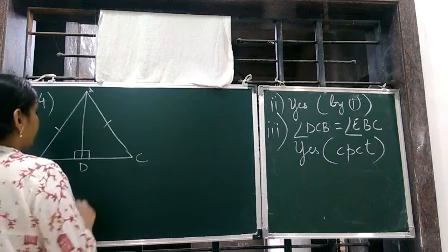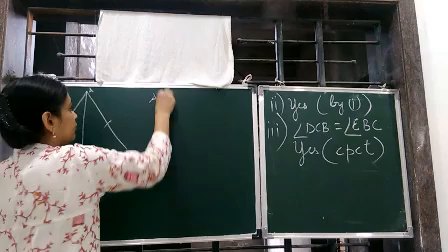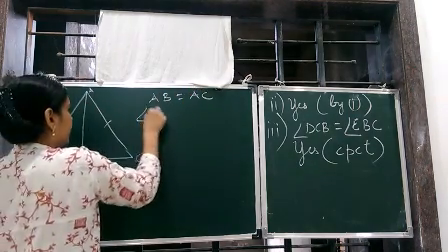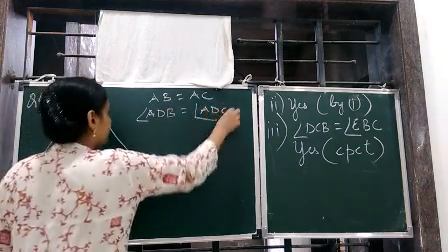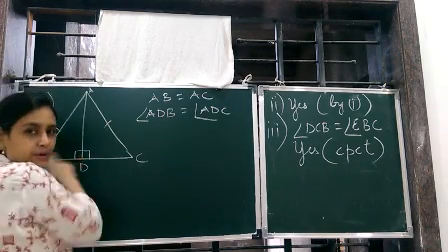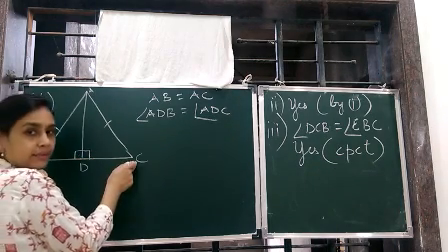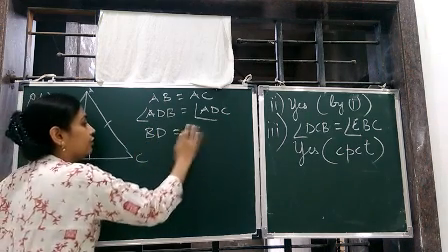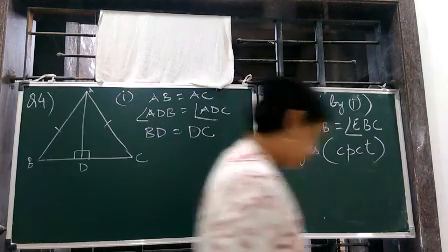So here, three parts. First part is AB is equal to AC, which is given. Then angle ADB is equal to angle ADC. Then this, you can say this is the perpendicular. Okay, so this D will be the midpoint of BC. So BD is equal to DC. So these are the three parts for the first one.